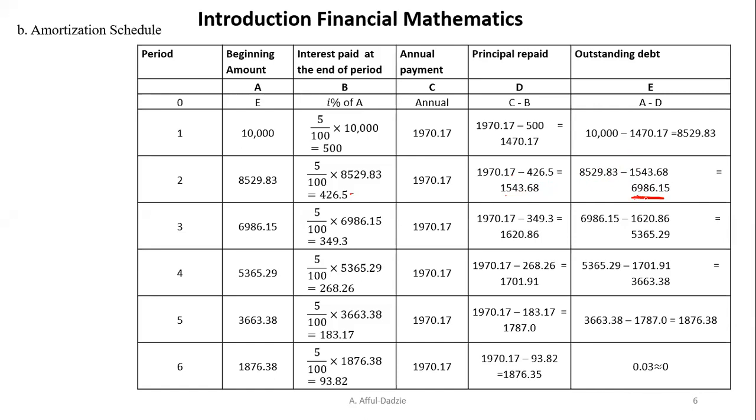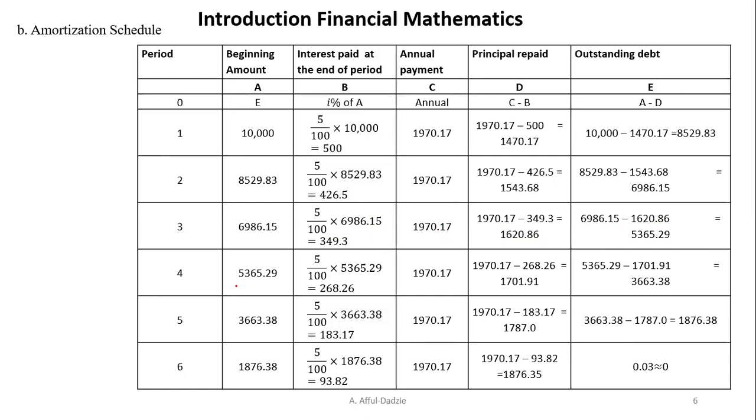Also remember that this is the beginning of period 3 as well. So when we come here at the end of period 3, this is the loan we have to pay. The interest is calculated on this amount, 6986.15, giving 349.3. Then 1970, which is again our annual payment. We deduct this interest from this annual payment. We have 1620.86. Then 1620.86 goes against the loan, and we have 5365.29. So this is the end of period 3, at the same time, the beginning of period 4.